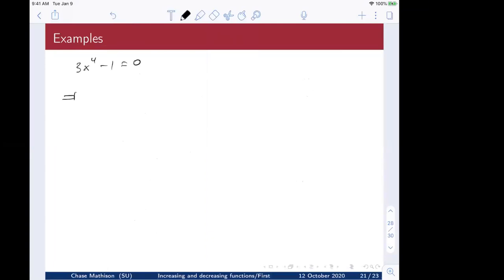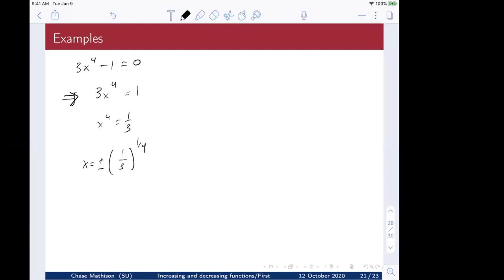Well, that tells me I can add 1, divide by 3, I get x. Oh, well, I'll add 1. 3x to the 4th equals 1. So that means x to the 4th equals 1/3. So that means x is equal to 1/3 to the 1/4. Okay. And this is an even root. I introduced an even root. So don't forget to do plus or minus.